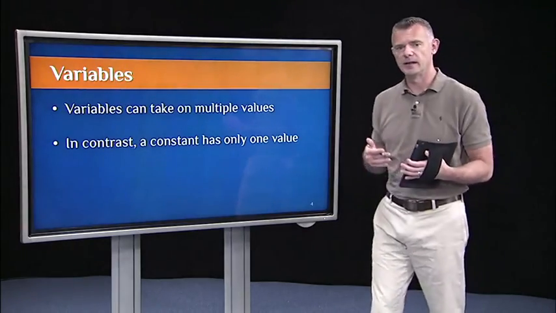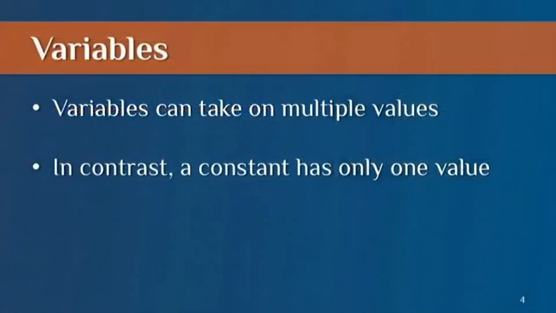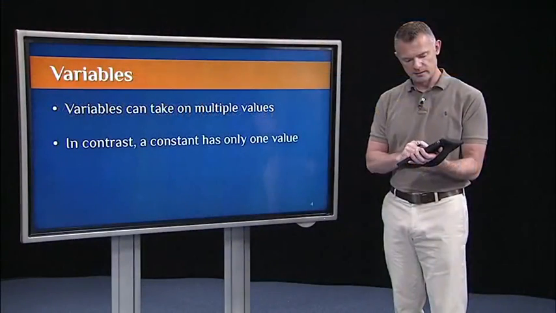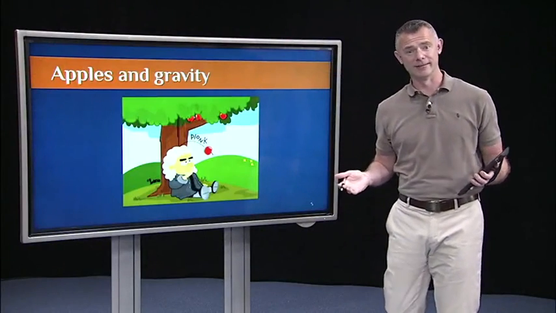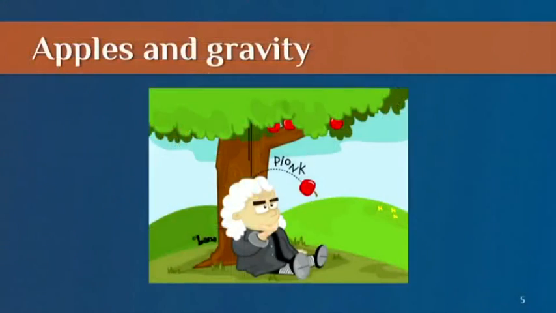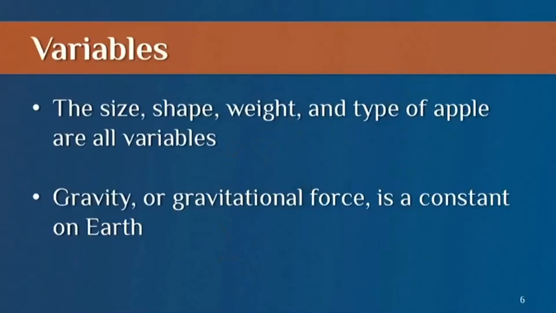Well, a variable is anything that can take on multiple values, in contrast to a constant that only takes on one value. So comparing variables and constants, you might say, is like comparing apples and gravity. So here's apples and gravity. Apples, the size, the shape, the weight, even the type of apple, those are all variables. There are lots of different types of apples. They take different sizes, different shapes, different weights, and so on. Those are all variable. In contrast, gravity or gravitational force is a constant on Earth.